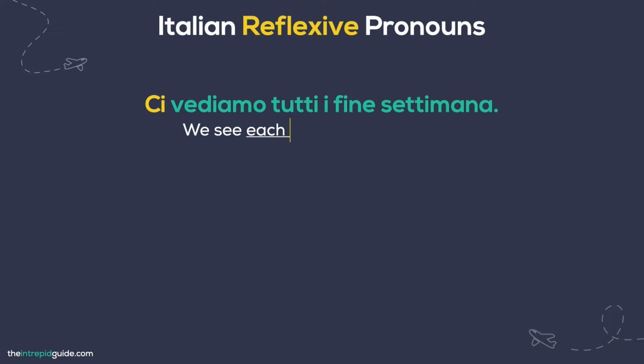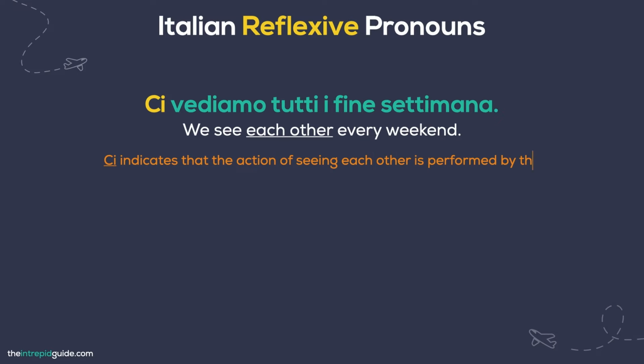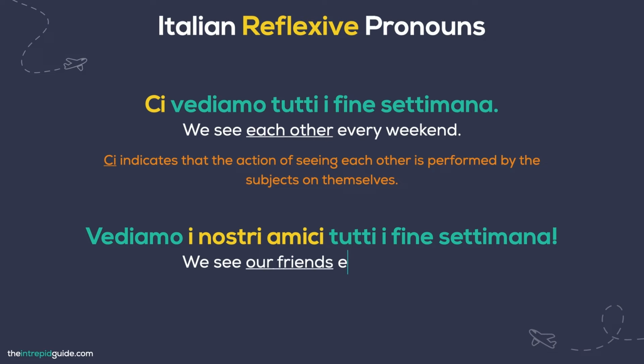Ci vediamo tutti i fine settimana. We see each other every weekend. Ci indicates that the action of seeing each other is performed by the subjects on themselves. Instead, if we say, Vediamo i nostri amici tutti i fine settimana, this means we see our friends every weekend. That same action is directed towards others, the friends, not the subjects themselves.